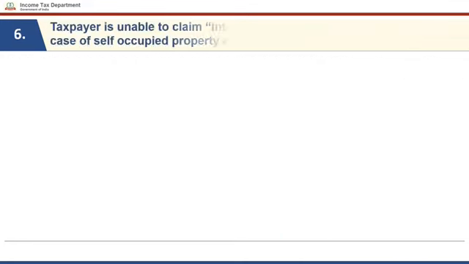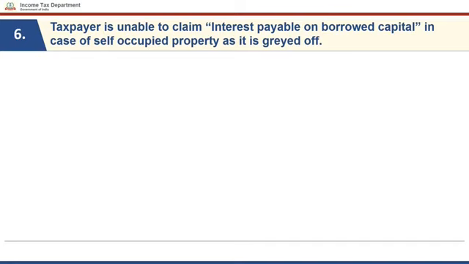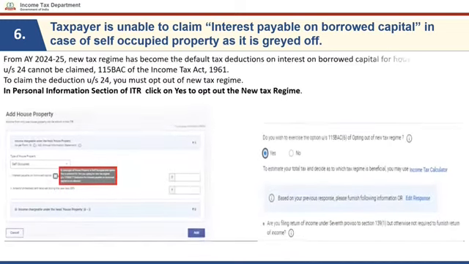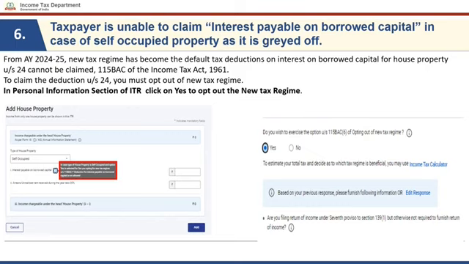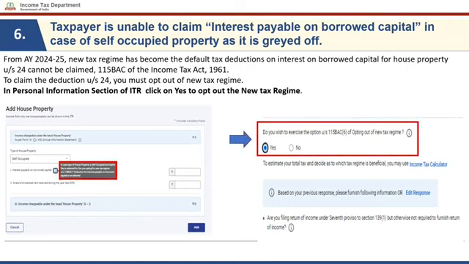Once you opt out of the new tax regime, you would be able to see that the deductions have been enabled. Similar question is that the taxpayer is unable to claim interest payable on borrowed capital in case of self-occupied property, as this option is grayed out. This option is grayed out again because in the new tax regime, the deduction on interest on borrowed capital for house property under Section 24 cannot be claimed. In order to claim the deduction, the taxpayer is advised to opt out of the new tax regime in the Personal Information section of the ITR.